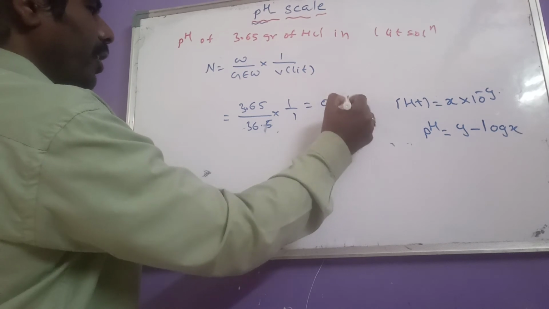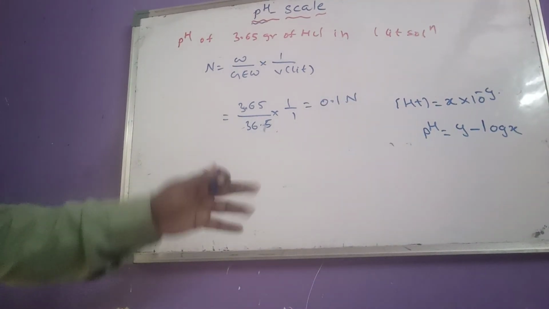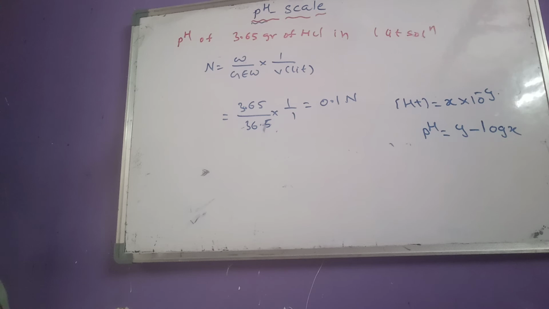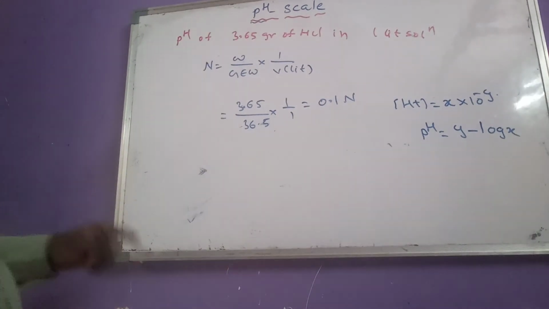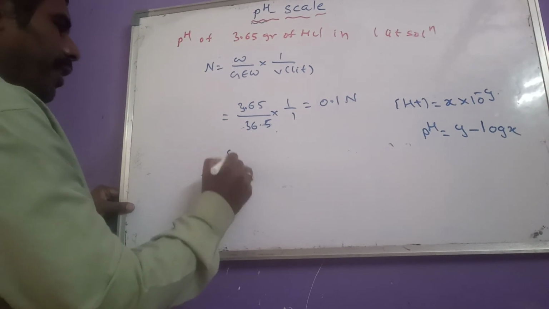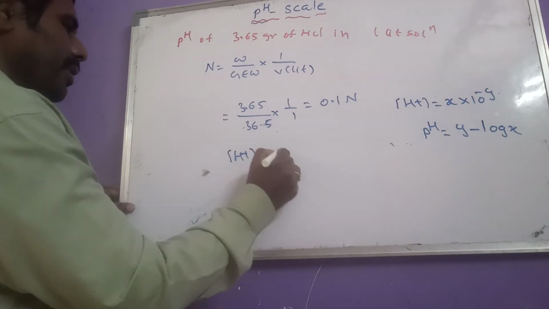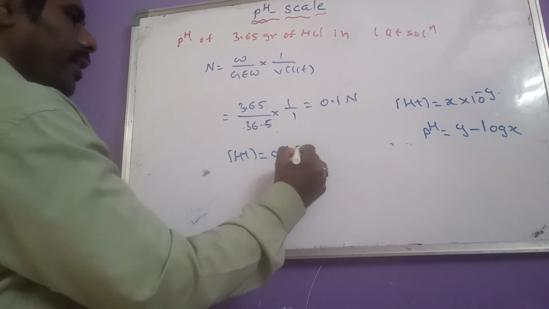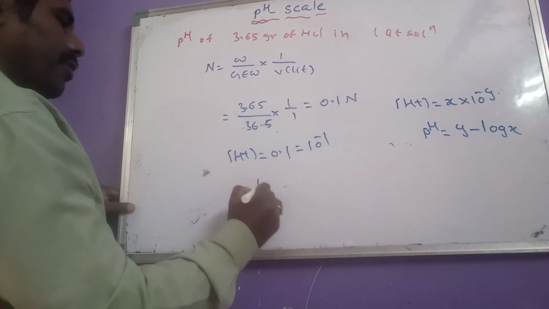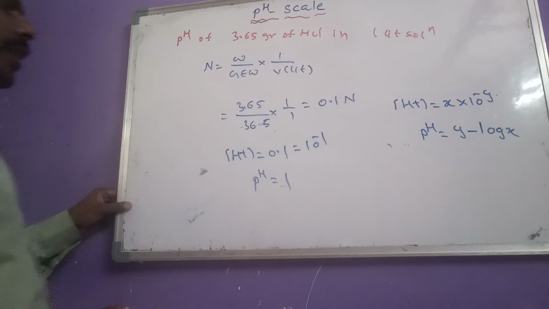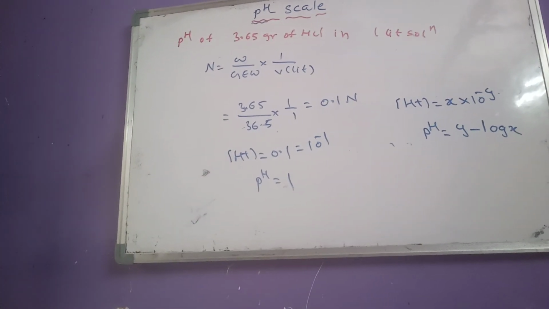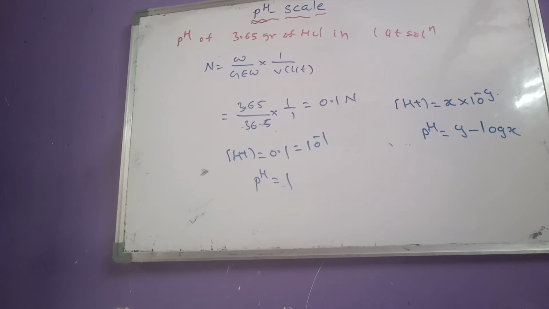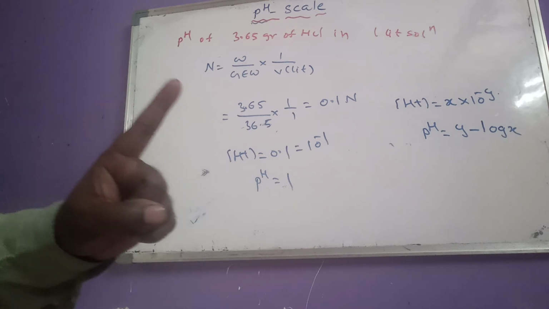Upon calculation we get 0.1 N. This is the normality of the given solution. Therefore, the H plus concentration is 0.1, that is 10 power minus 1. Immediately we can answer the pH of that solution, which is 1. The pH of that HCl solution is 1.